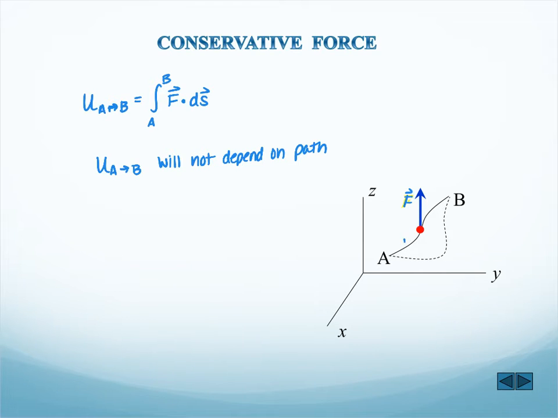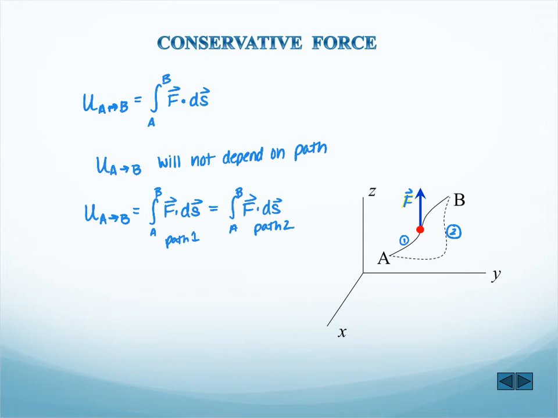That is, we could consider this solid line path 1 and the dotted line path 2, and we would say the work done in going from A to B, which is F dot ds, along path 1 is the same as the work done going from A to B using path 2. By definition, that is what represents a conservative force. In a sense, what we say is that the work done by the force is path independent.